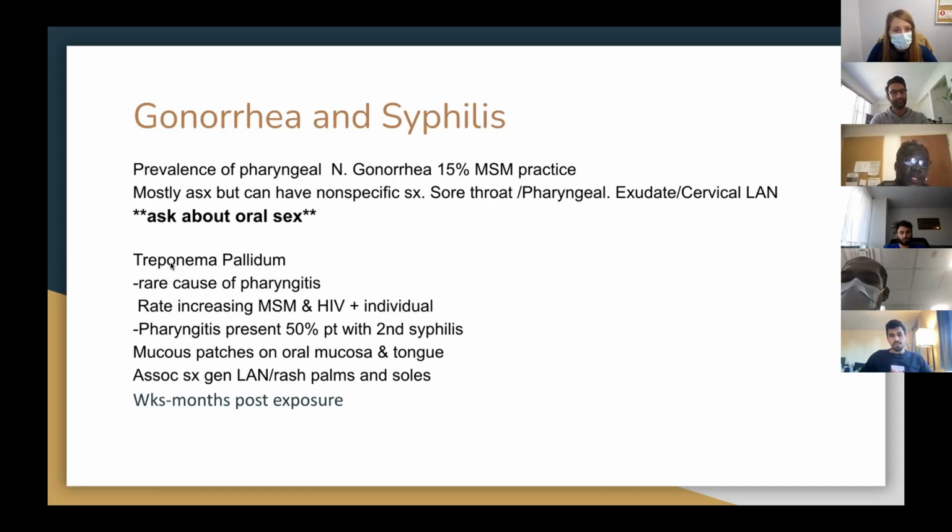And then secondary syphilis, 50% of those cases present with pharyngitis, and there's an increased prevalence of syphilis in men having sex with men and in HIV-positive individuals. In addition to the pharyngitis, they might have mucosal patches or lesions on the tongue. And they can also have the palms and soles rash. Normally it presents weeks to months after exposure.